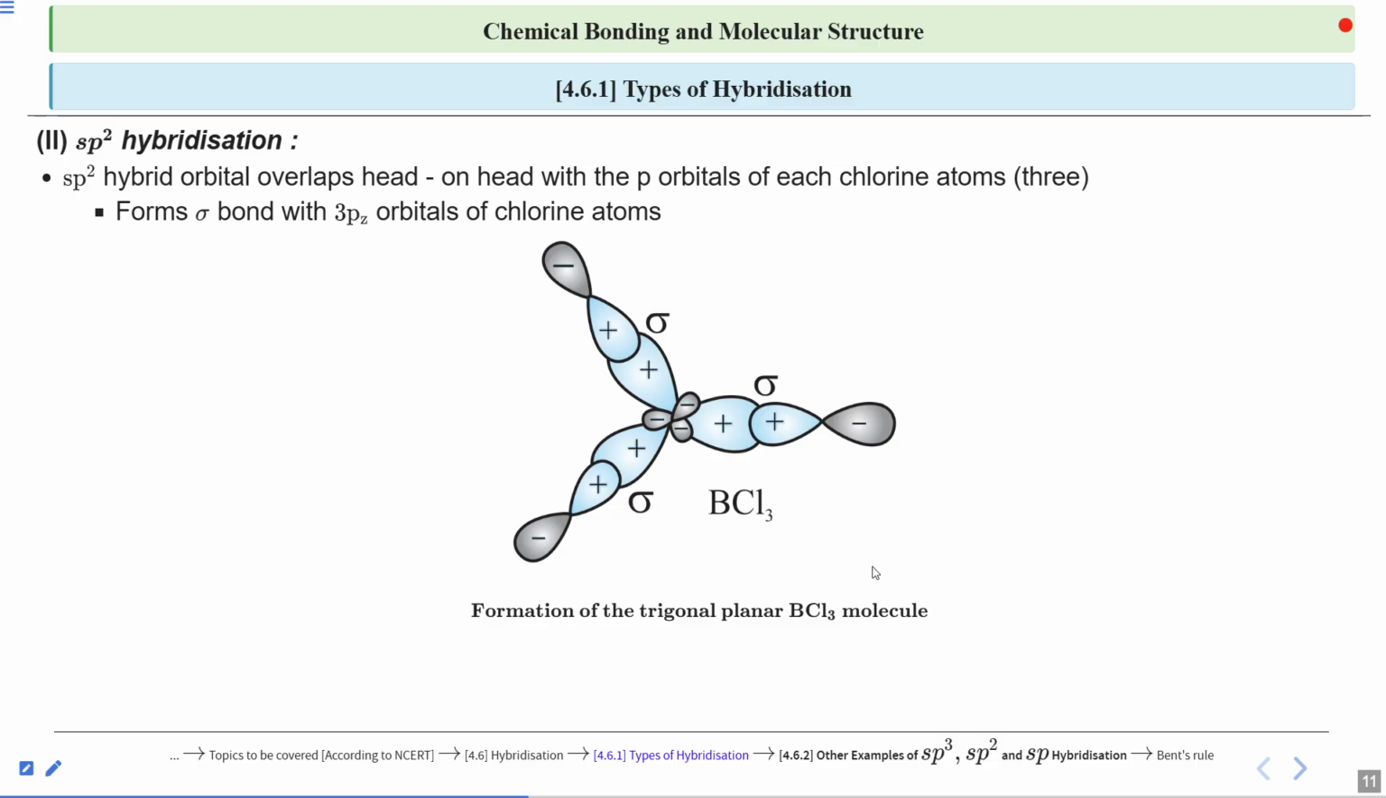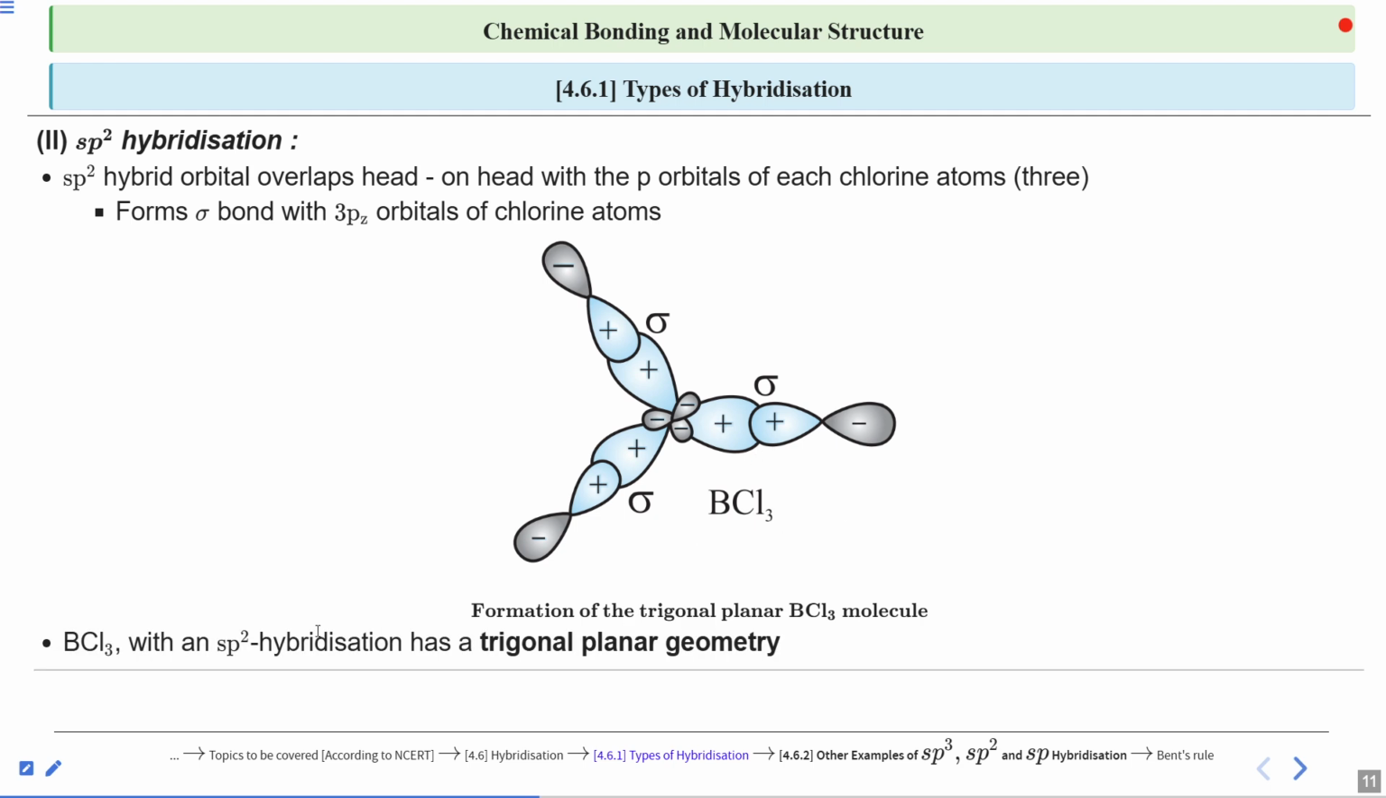So this is your diagram. You can see that there are 3 chlorine atomic orbitals which are making the sigma bond. Now, since it is sp2 hybridized, and if you take the steric number of this BCl3, it will be trigonal planar geometry. And this is quite clear with the shape of the molecule also.